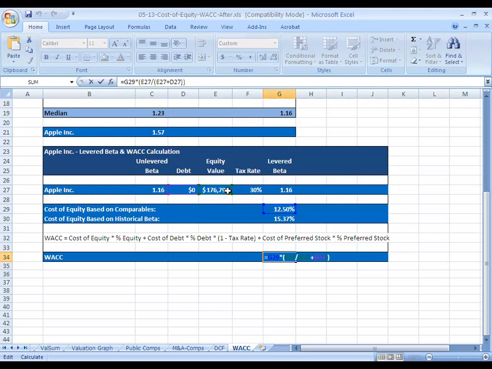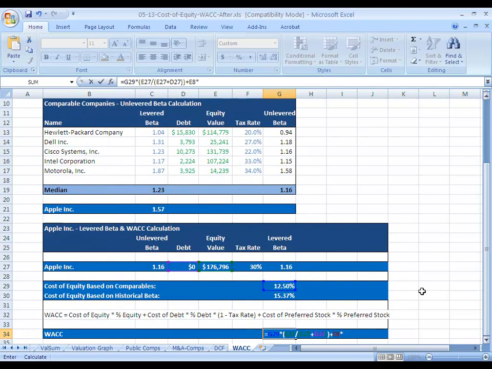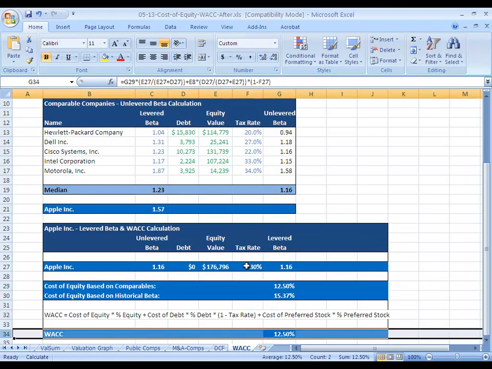Now for the cost of debt portion, we're going to take our 9% interest rate on debt right here, and then multiply by the percent debt in their capital structure. So debt divided by debt plus equity right here times 1 minus the tax rate right here. And we know here that Apple has no debt, so it's no surprise that their cost of equity and their WACC are actually the exact same number.